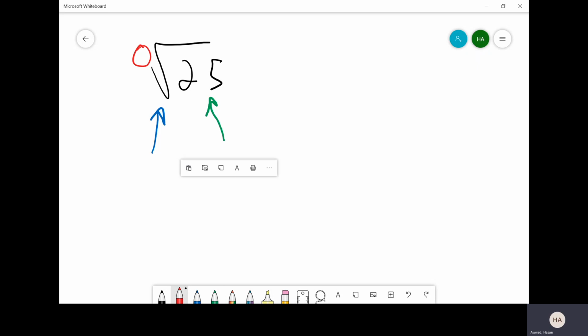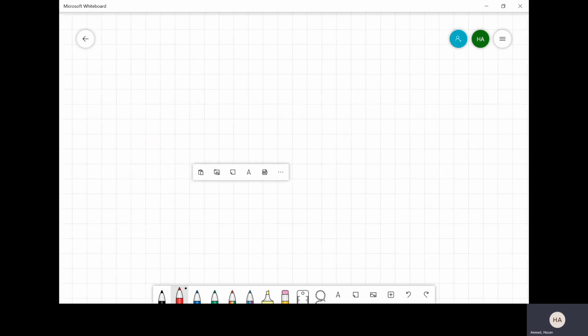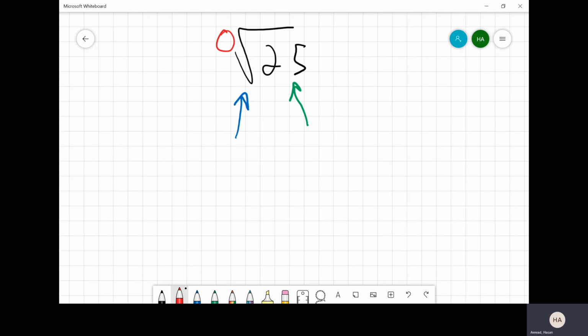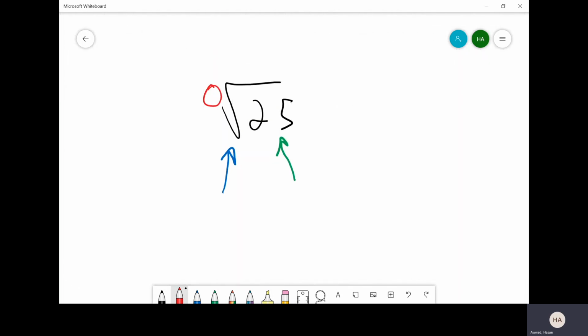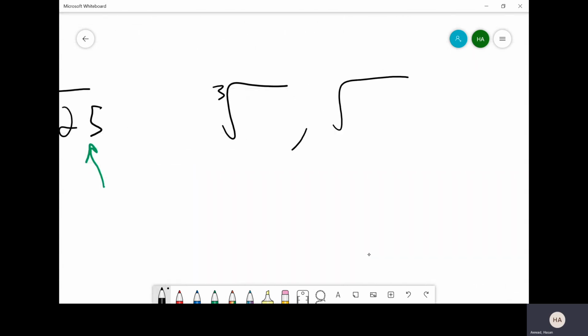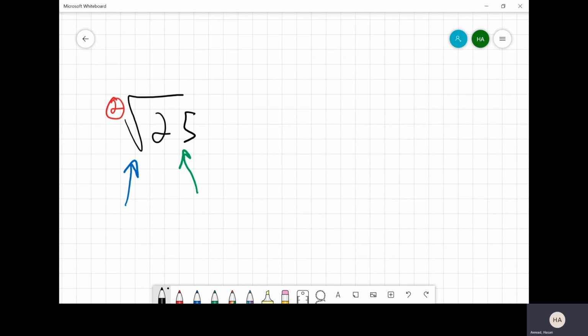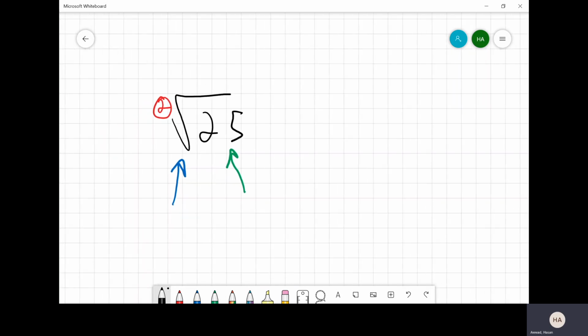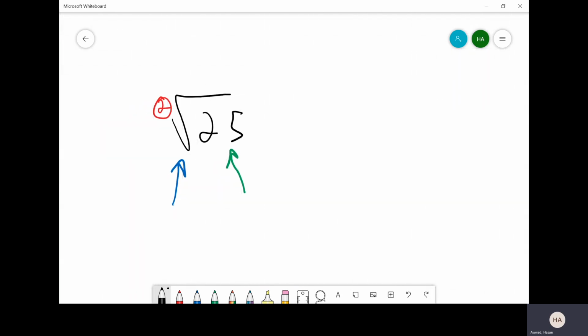Now, in general, when you don't see an index, when there's nothing there, that means that the hidden number is actually secretly a 2. But in general, we can see things like a cubic root, a fourth root, and so on and so forth. The index can realistically be any number. Okay, so just keep that in mind. But again, when it's not visible to you, it means square root.